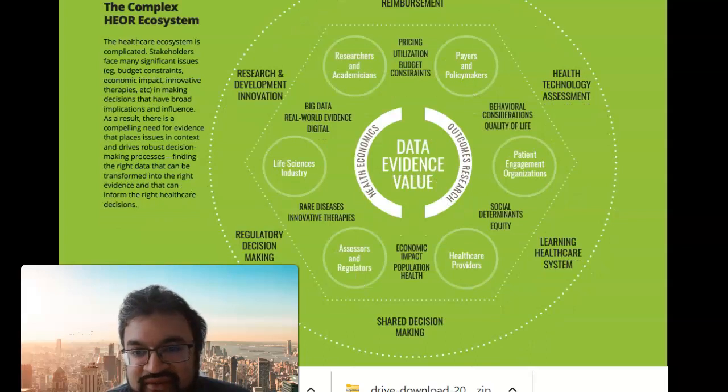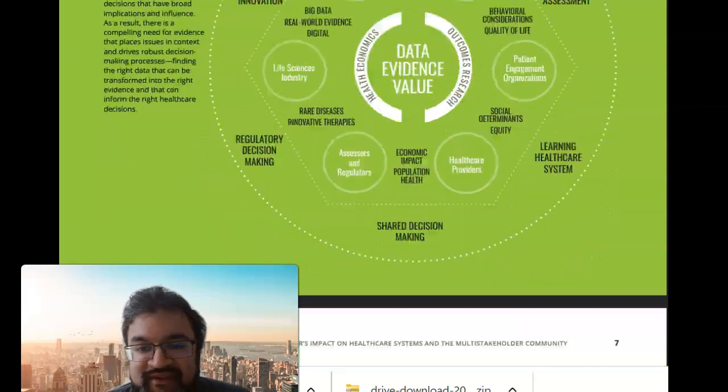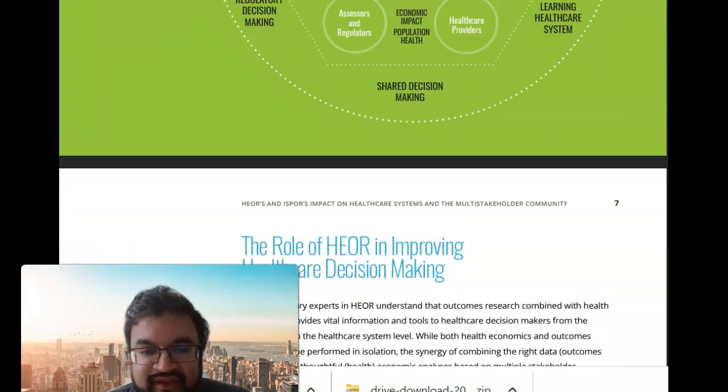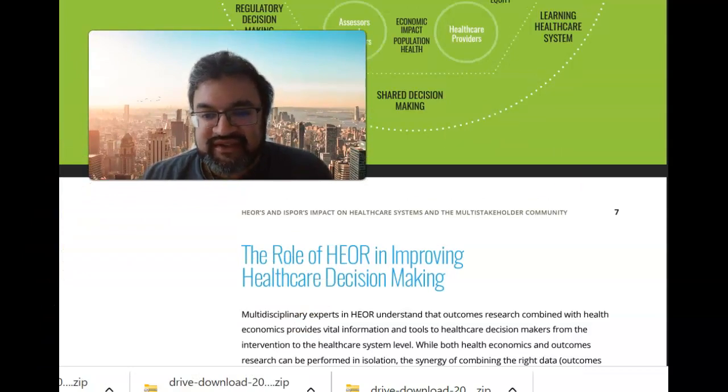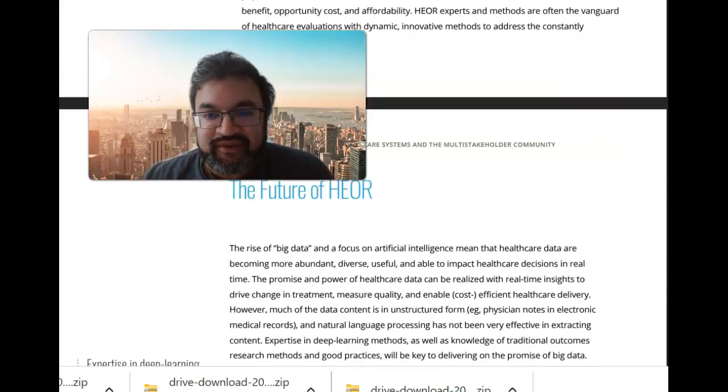And behavioral considerations, quality of life, pricing, utilization, budgetary constraints over here, and then big data, real world evidence, digital, rare diseases, innovative therapies, economic impact, population health. So these are all data, evidence, value, health economics, outcomes research. So this sums everything up. And then the role of HEOR in improving healthcare decision making is absolutely vital and important.